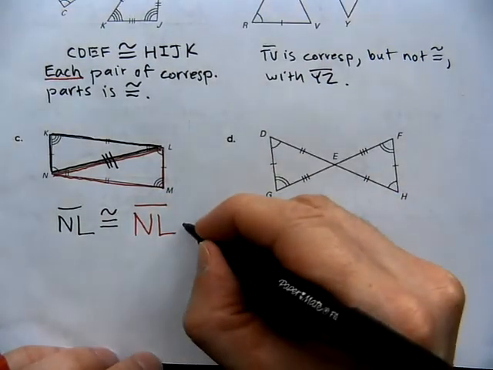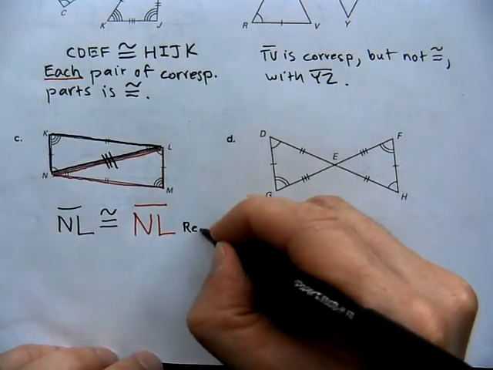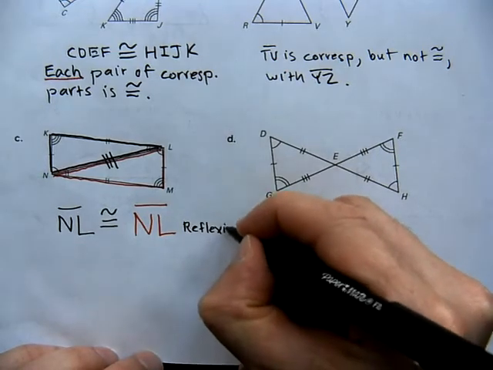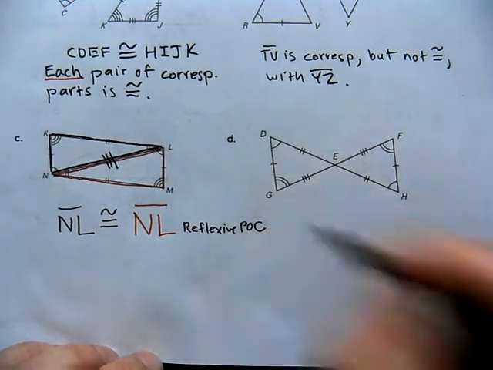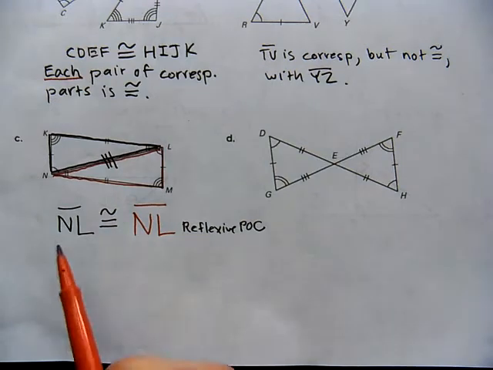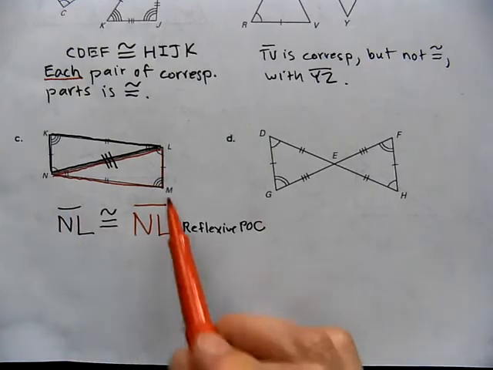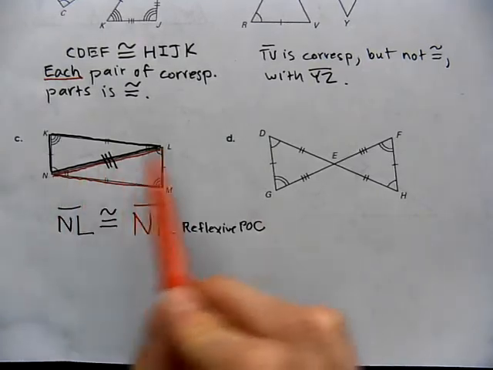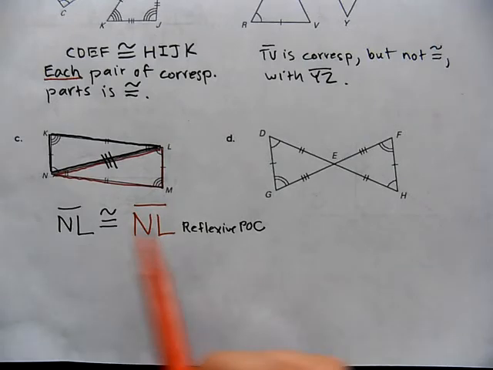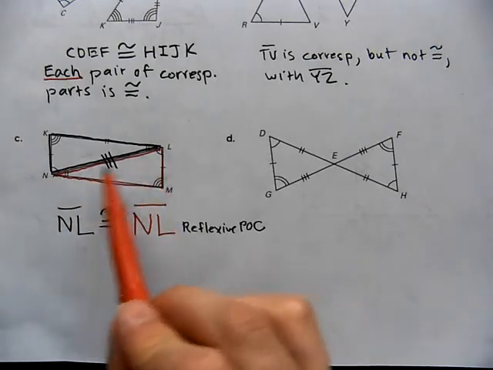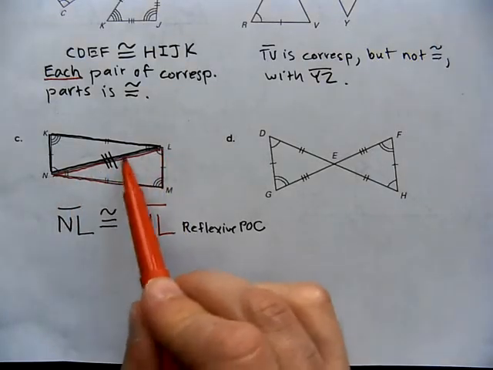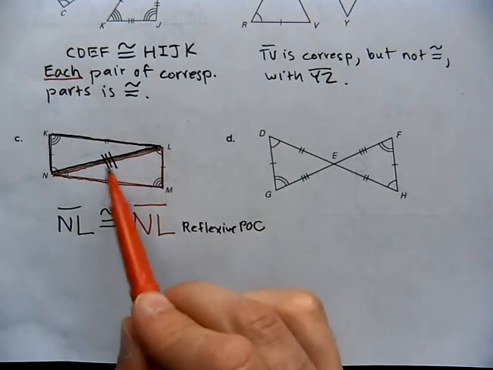And it's been a while since we've learned about this, but this is the reflexive property of congruency. All right. It looks like it's just the same letters, but if you color code them differently, you can see that this segment NL came from one figure and this segment NL came from the other figure. Because they have the same endpoints, they are the same size. That means they are congruent. So here we are allowed to add the markings in.